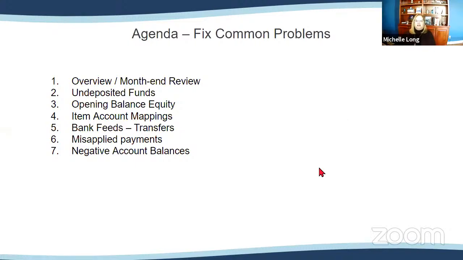But what Dan and I are going to cover today, and try to talk about desktop and online whenever there's any differences, is the overview, the month-end review, undeposited funds, always a big one, opening balance equity, item account mappings, bank feeds, misapplied payments, and negative account balances. So we've got a lot of things to cover.